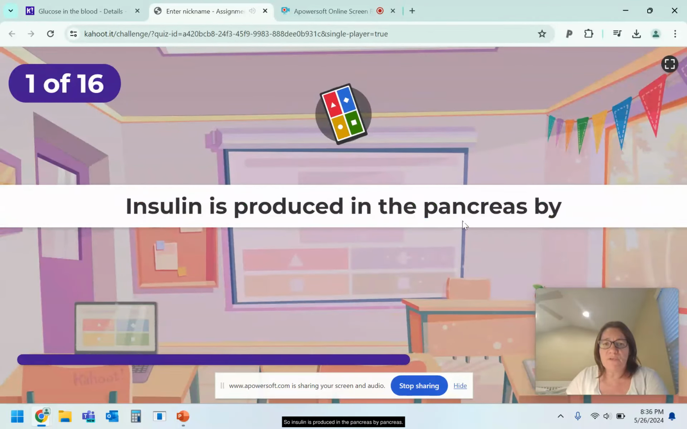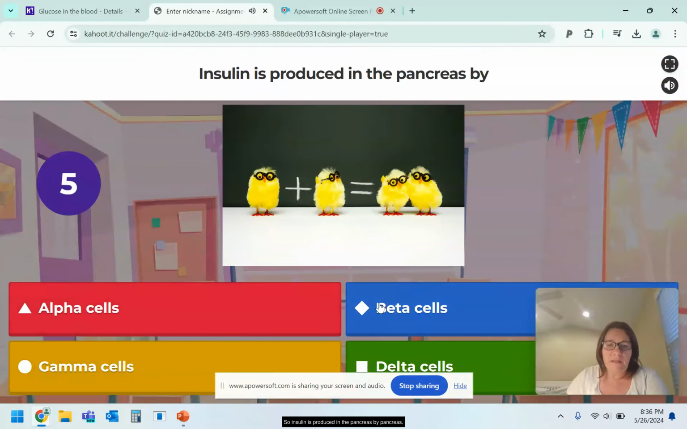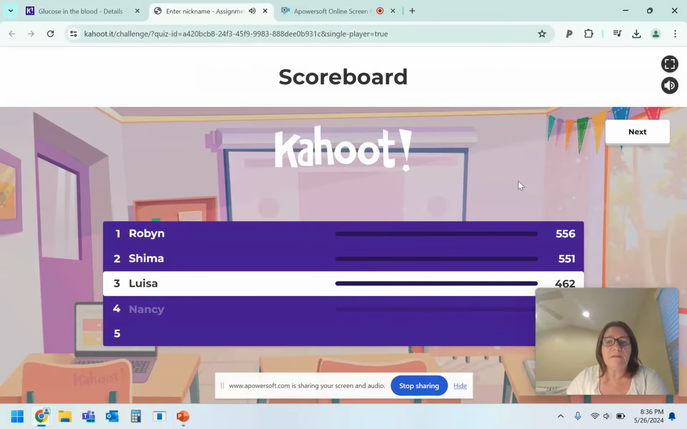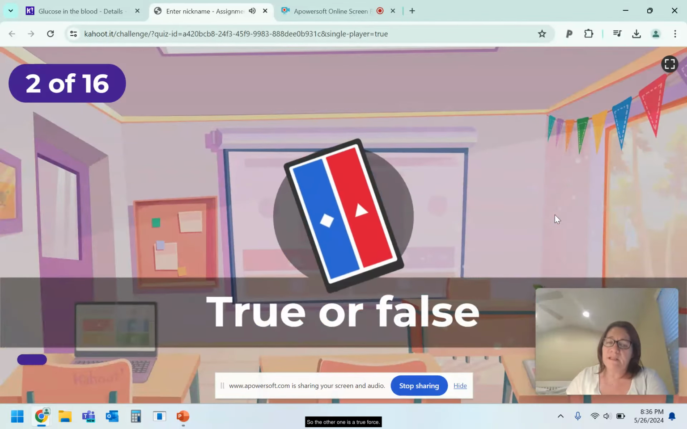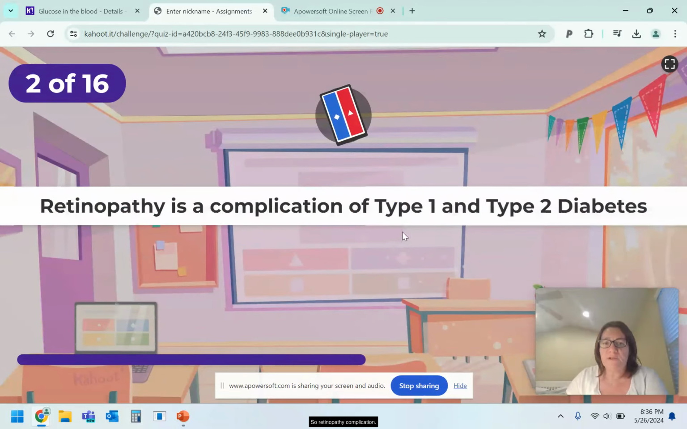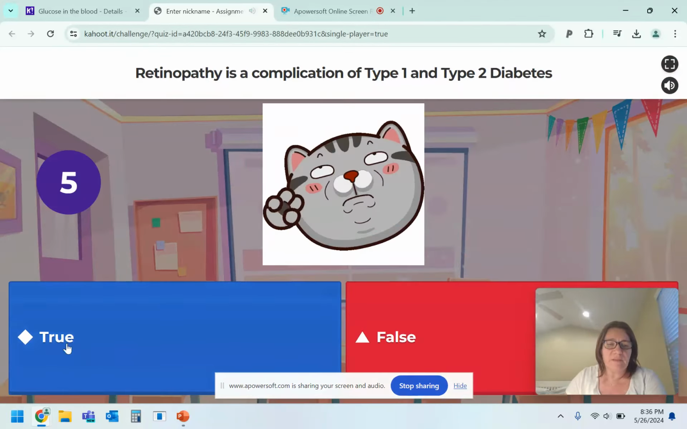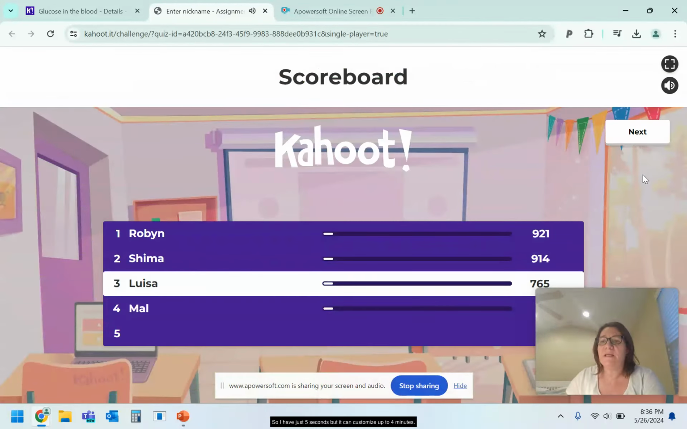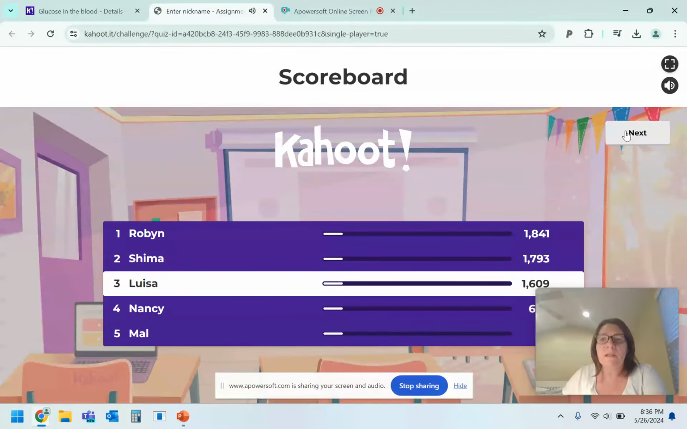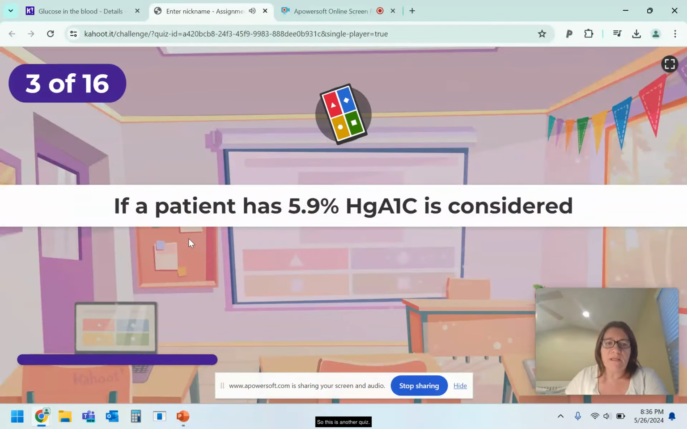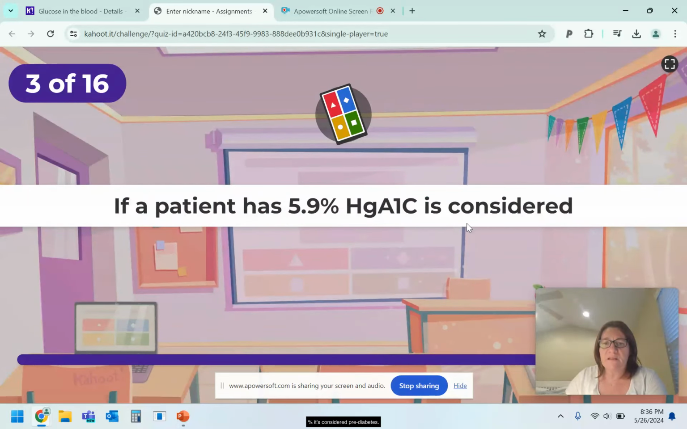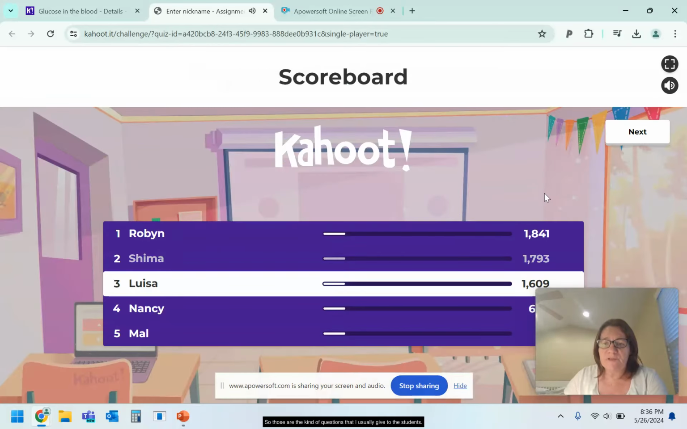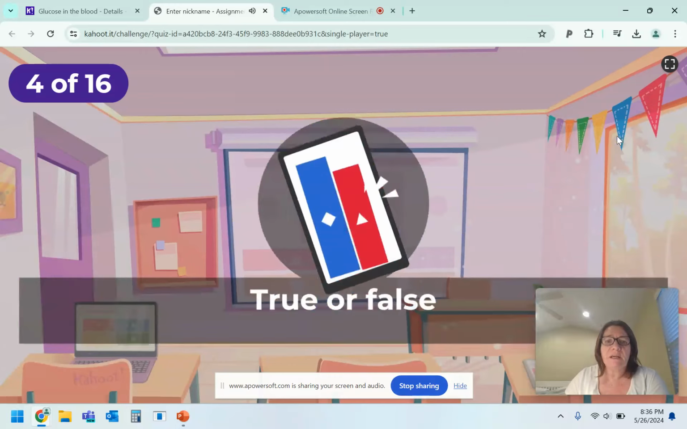Insulin is produced in the pancreas by a beta cell. They have a time that can be customized. So the other one is a true or false. Retinopathy complication. So it's a true. I have just 5 seconds, but it can be customized up to 4 minutes. So this is another quiz. If a patient has 4.9%, is considered pre-diabetes. So those are the kind of questions that I usually give to the students.